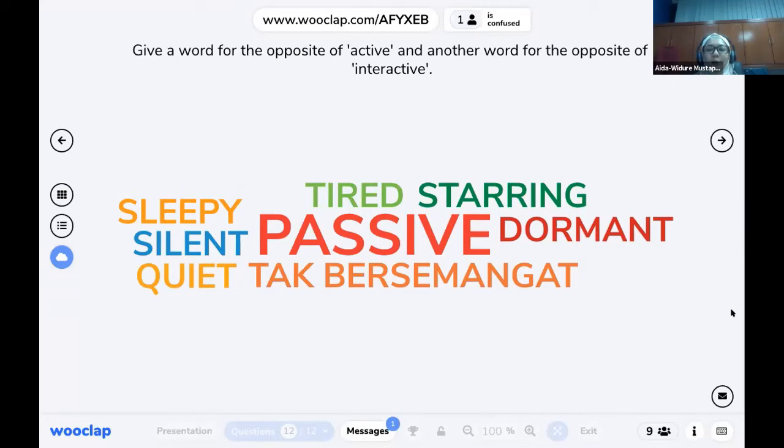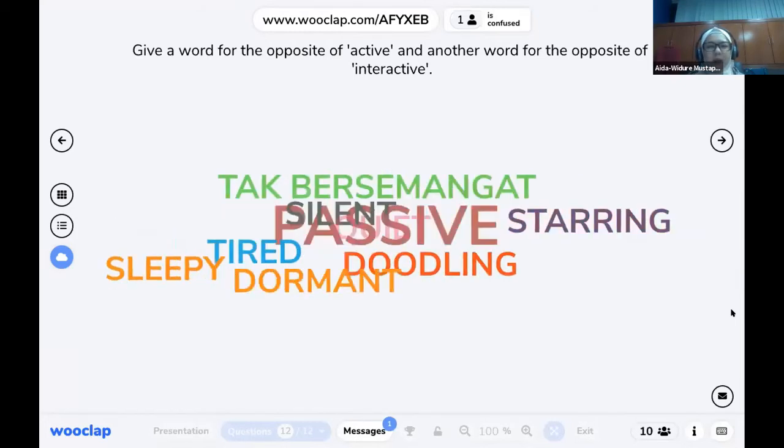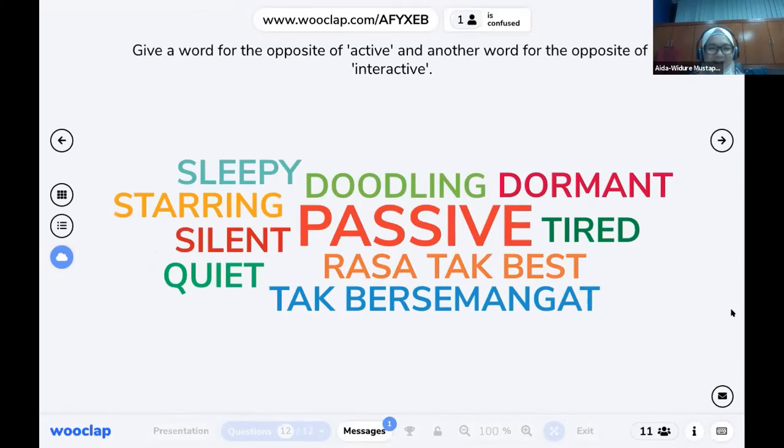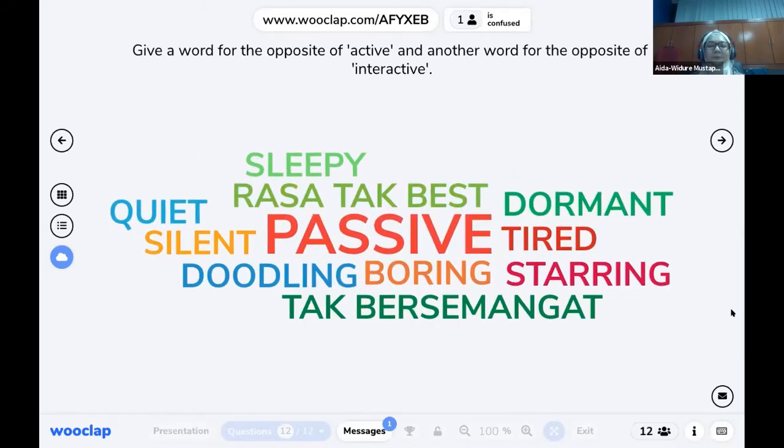Come on, I know you can do it, give me more words that are the opposite of active, opposite of interactive. Maybe isolate, lonely, quiet, dormant, doodling, yes, doodling. It's like doodling is interacting with yourself, kan? Self-active. Staring, sleepy, okay. Anything else? Rasa tak best, dormant, tired.